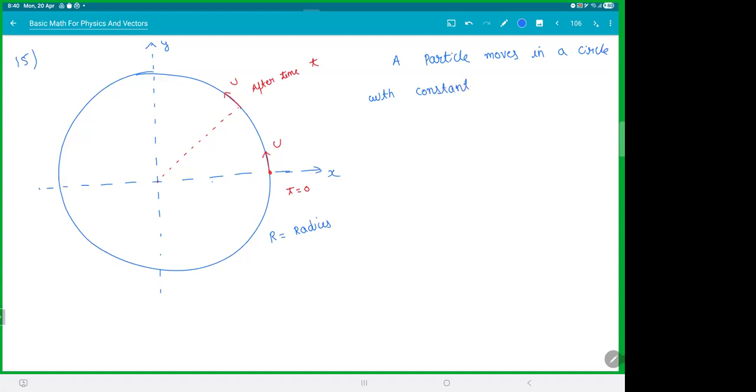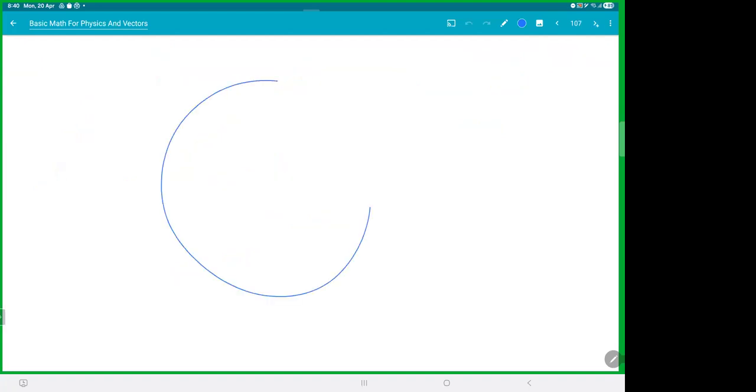A particle moves in a circle with constant speed u. Find the velocity vector at time t, meaning I want you to find the i cap and j cap of this velocity. I'll give a little more context, in case you didn't understand what I'm asking. When the particle is going in a circle, initially, when you're here, which way are you going? You're going up, right? So what will be the velocity vector? Speed is u, and you're going up, so that is u j cap.